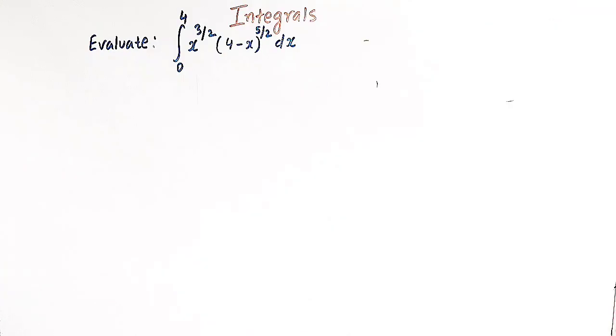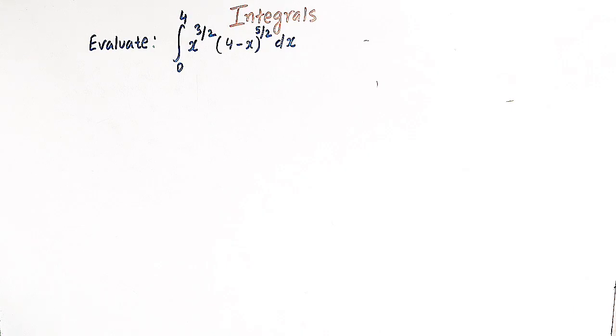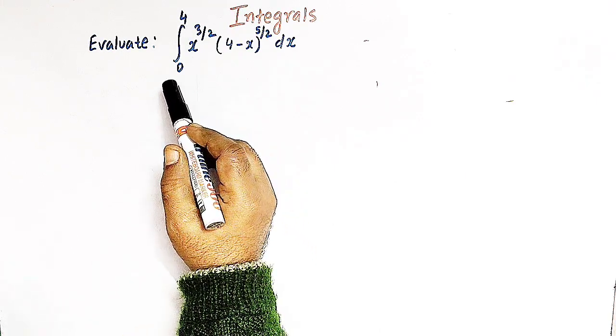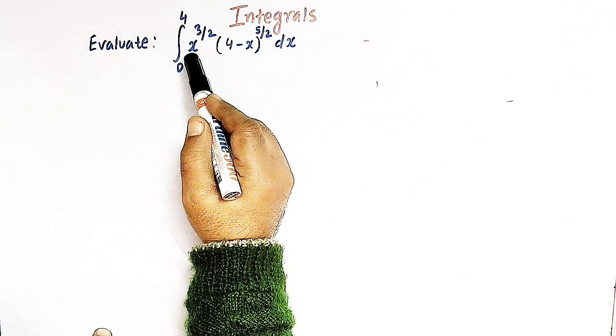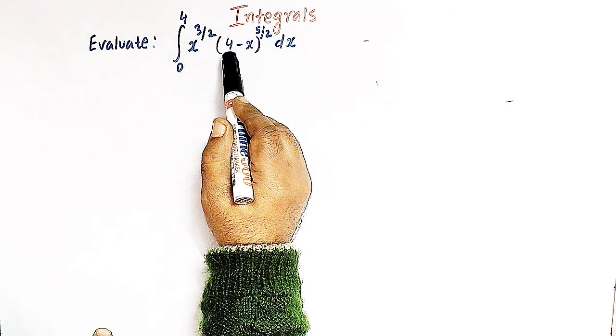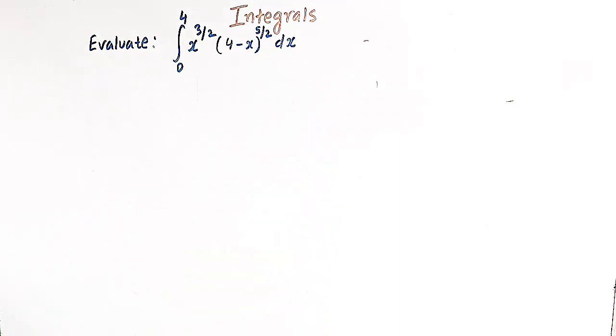Hello viewers, in today's session we are going to discuss another important problem from integrals, and in this session we are going to find out the value of this definite integral using the concept of beta and gamma functions, right? So here we'll see the application of beta and gamma functions to evaluate this integral, right? So here we have the integral from 0 to 4 x raised to 3 by 2, and here we have 4 minus x raised to 5 by 2 dx. So first we'll convert this integral into a beta function by using the method of substitution. So let us start.